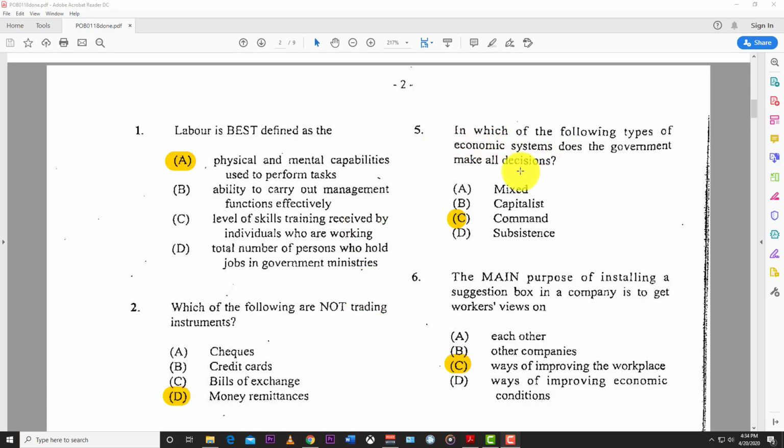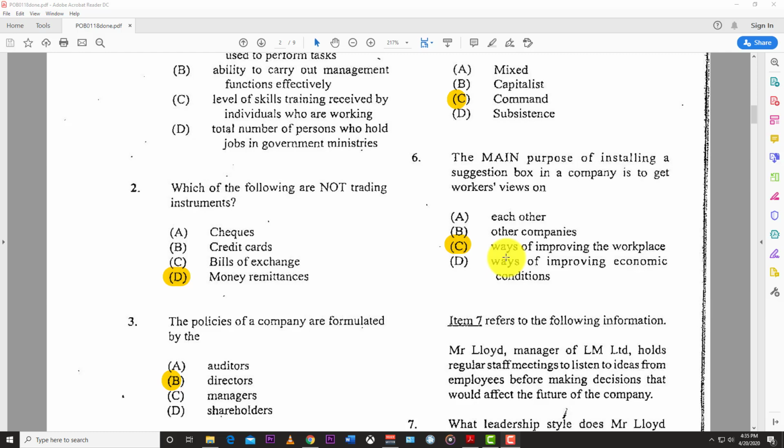Number 5, in which of the following types of economic systems does the government make all the decisions? And so that's the command economy. Government makes all decisions in the command economy. Mixed is about public and private. Capitalist is more private. Subsistence, that's where you operate on a level where you don't produce surplus for exporting.